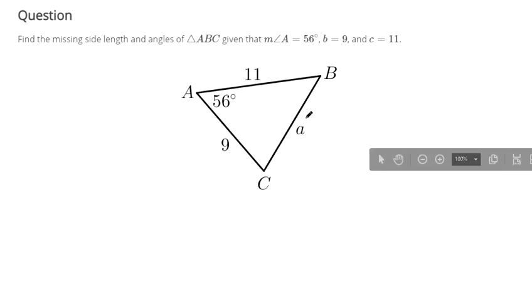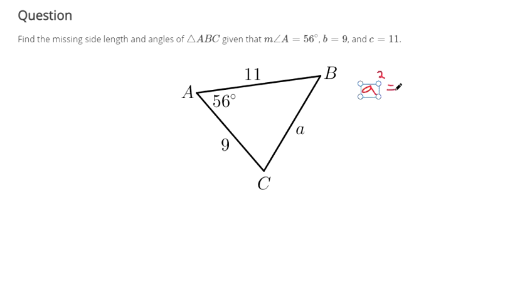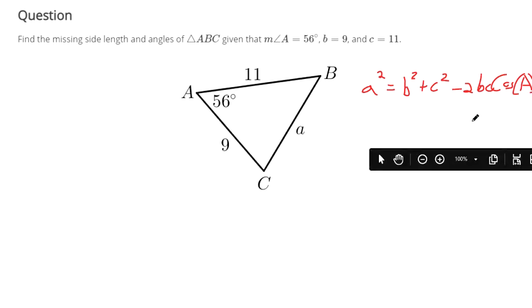We're asked to find this missing side length. Since we don't have a complete pair, that means we've got to use the law of cosines. So I'm going to use lowercase a, set that equal to the other side lengths added together after they're squared, minus 2bc cosine capital B. Oh, sorry, capital A, because A is the side length we're trying to find, right? So those need to be set equal to each other.